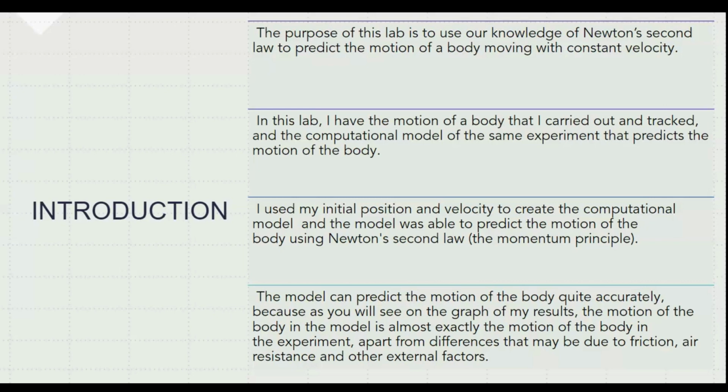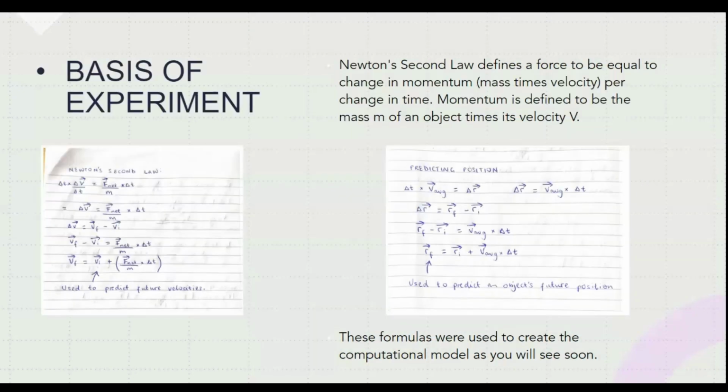The formulas here are derivations of Newton's second law, the momentum principle, which were very useful in the creation of my computational model. This law was used because the formula enables us to predict the future movement of a body with constant velocity, which in this case is a ball.